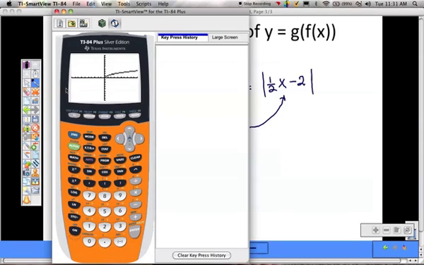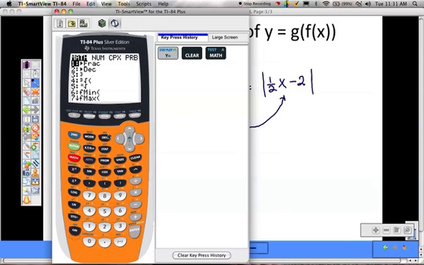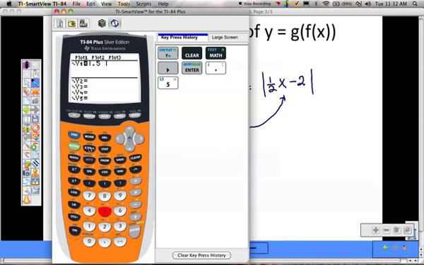You're going to go to your y equals. Let's clear out what's there. Absolute value, these lines right here, is under the math menu. So go to math, go over to number, and absolute value is the first one. So there it is, hit enter. And 1/2 is the same as 0.5. So you can either put 1/2 in parentheses or just write 0.5x minus 2. So let's graph that.